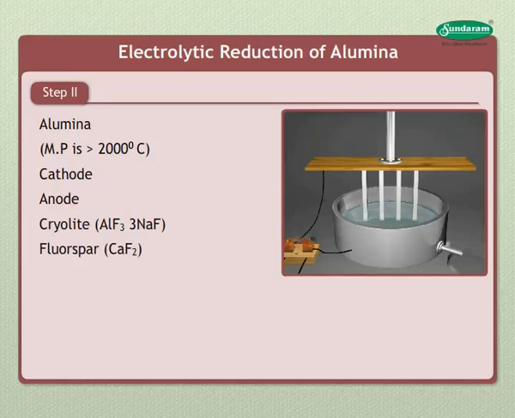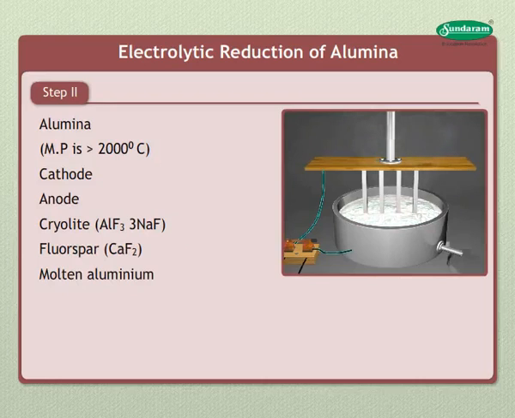On passing the current, aluminium is formed at the cathode. The molten aluminium, being heavier than the electrolyte, sinks to the bottom of the tank, from where it is removed periodically. On the other hand, oxygen gas is liberated at the anode. The oxygen reacts with the carbon anode at high temperature and forms carbon dioxide gas. The anodes thus burn away during the electrolysis of alumina. Therefore, they are to be replaced from time to time.